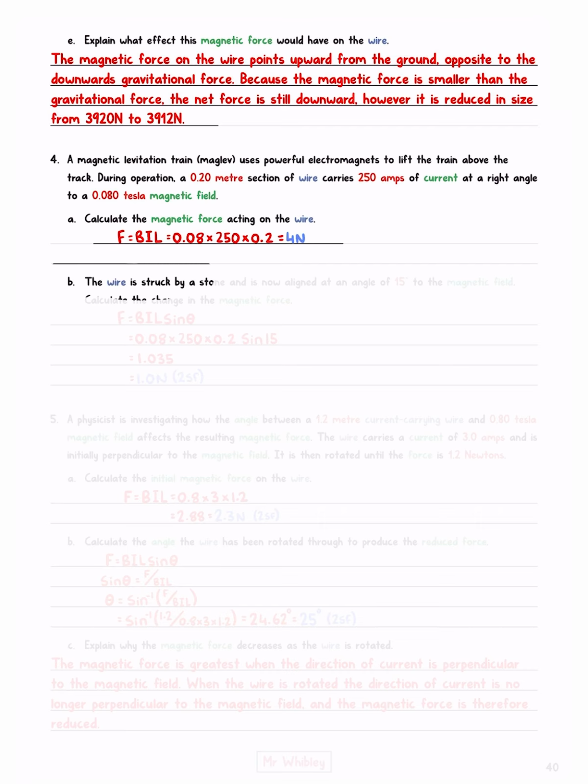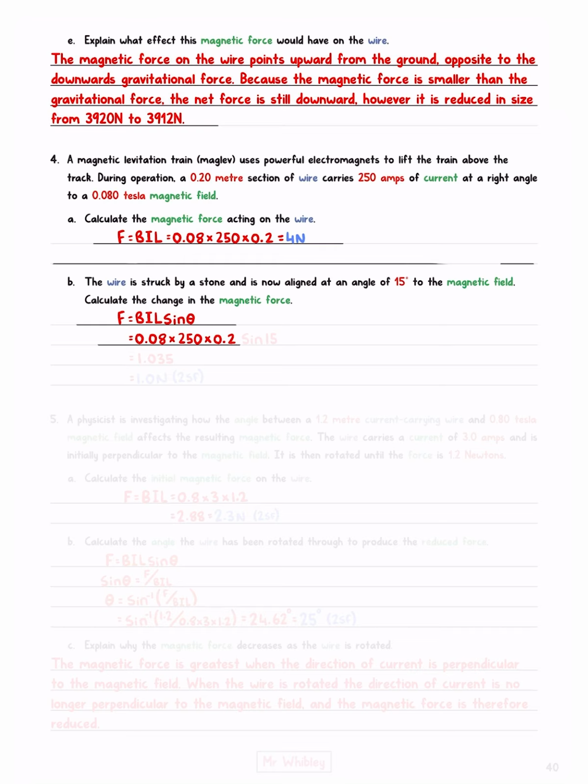The wire is struck by a stone and is now aligned at an angle of 15 degrees to the magnetic field. Calculate the change in the magnetic force. Because we're no longer at a right angle, we need to use our sine theta equation, where we put in our numbers as before, but now sine of our angle as well, which gives us 1.035 or 1.0 newtons to 2 significant figures. And so our magnetic force has decreased from 4 to 1.